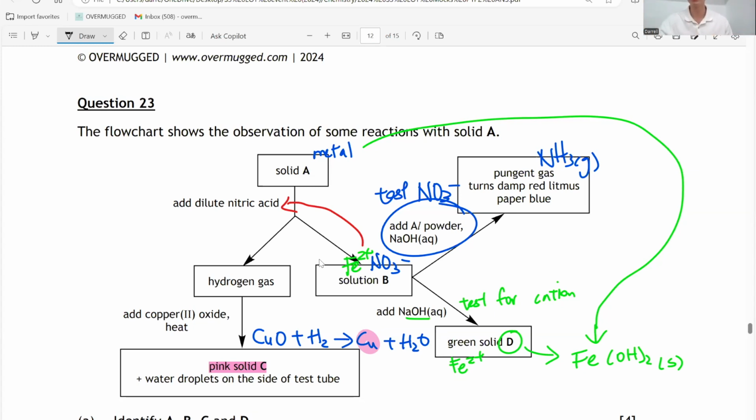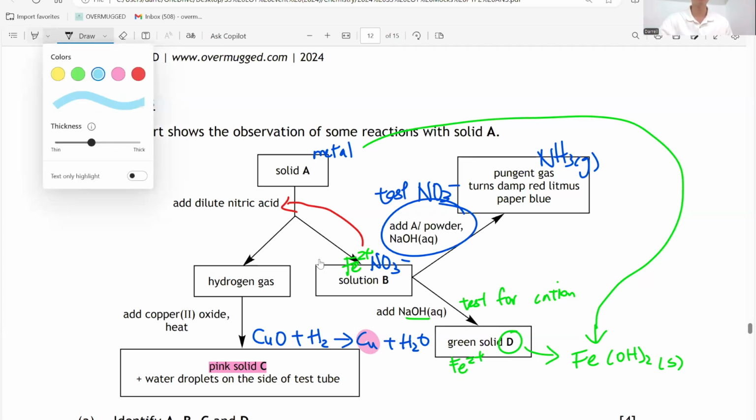The moment you see aluminium, come, what are we testing for? Nitrate. Remember we said aluminium? When you see aluminium in QA, straight away testing for nitrate. Did we get the ammonia gas as predicted? Yes. This confirms that the anion present in solution B is nitrate.